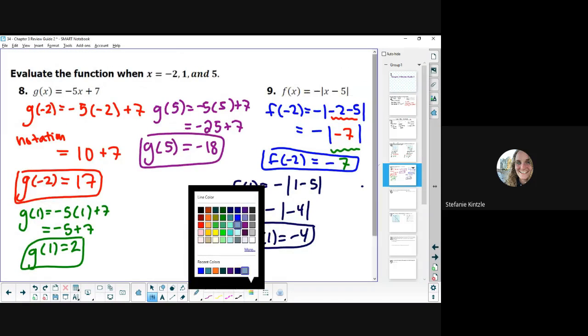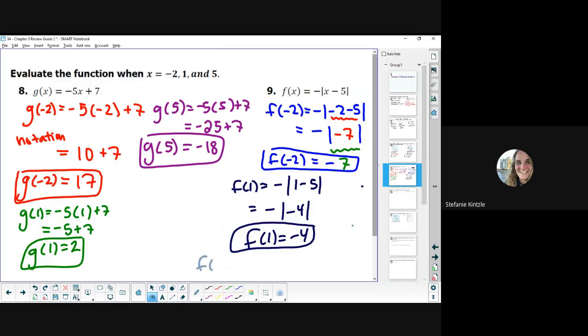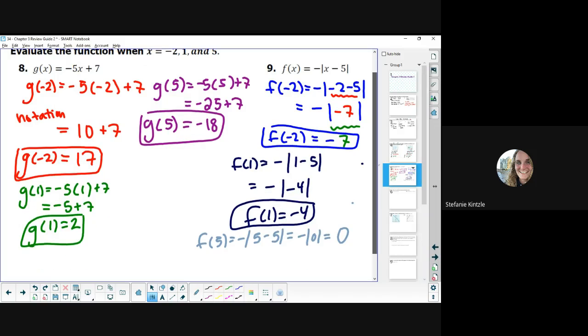So f of 5 equals negative times the absolute value of 5 minus 5. Well, 5 minus 5 is 0. So the absolute value of 0 times -1 is just 0. Okay, so f of 5 equals 0.